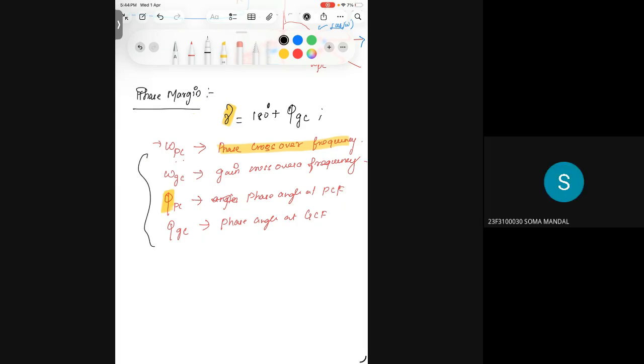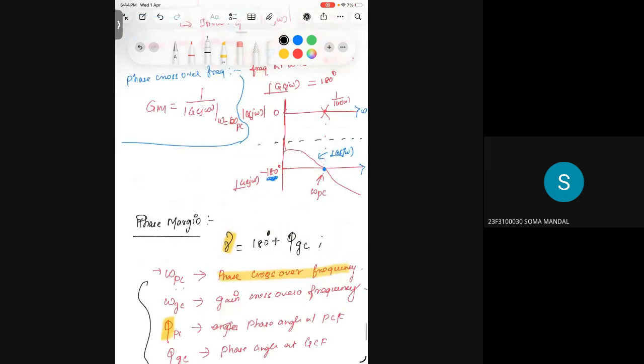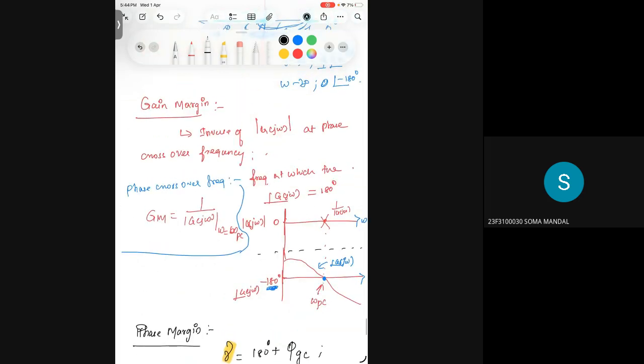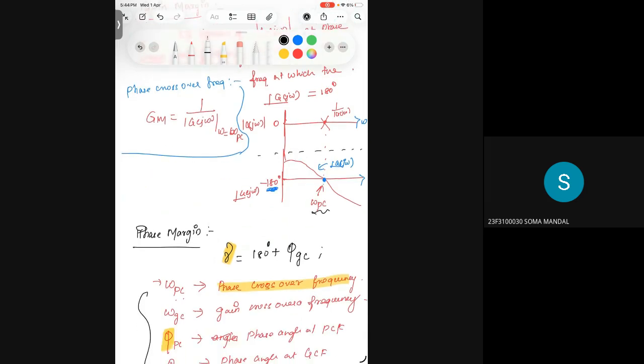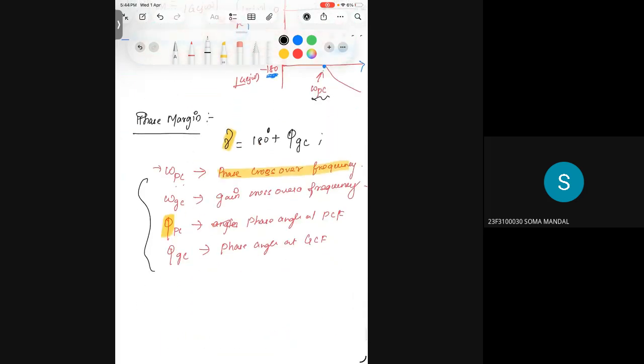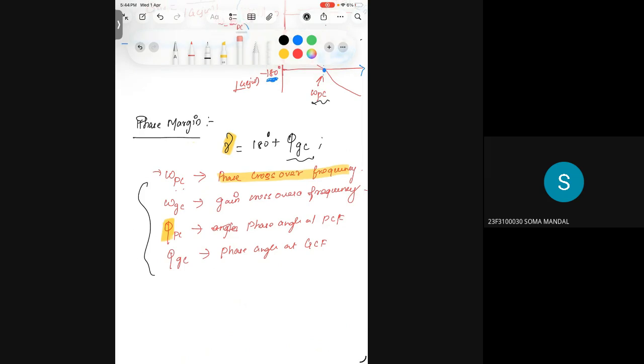Ma'am, you have told that phase crossover frequency we find at minus 180 degree. Then what about phase angle at the phase crossover frequency? It's the same. Whatever it is, just for the notation, I'm saying. If I put this, it represents phase angle. That's it. You are going to see only the phase angle at gain crossover frequency. Okay, ma'am. What is gain crossover frequency?